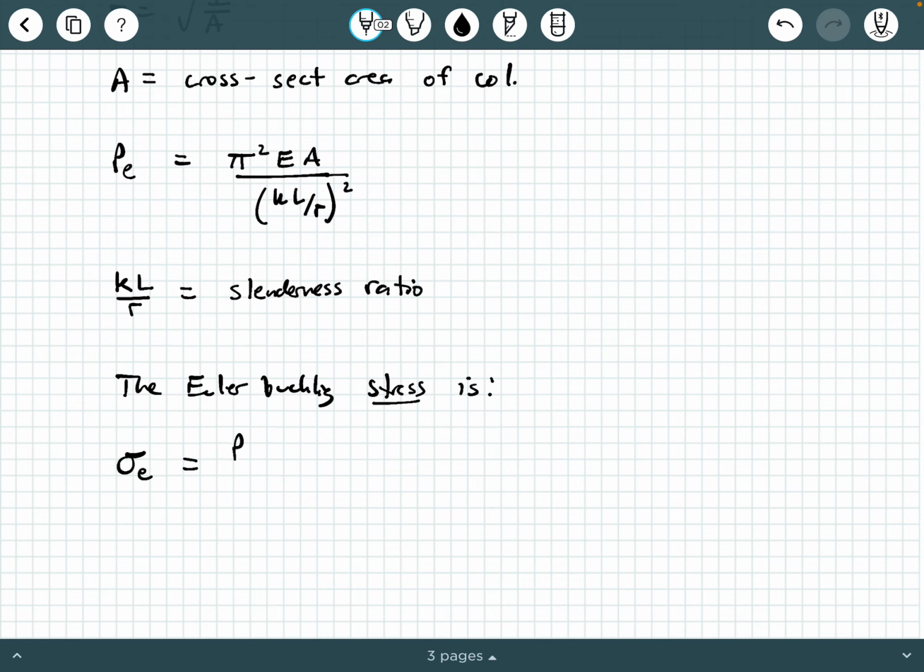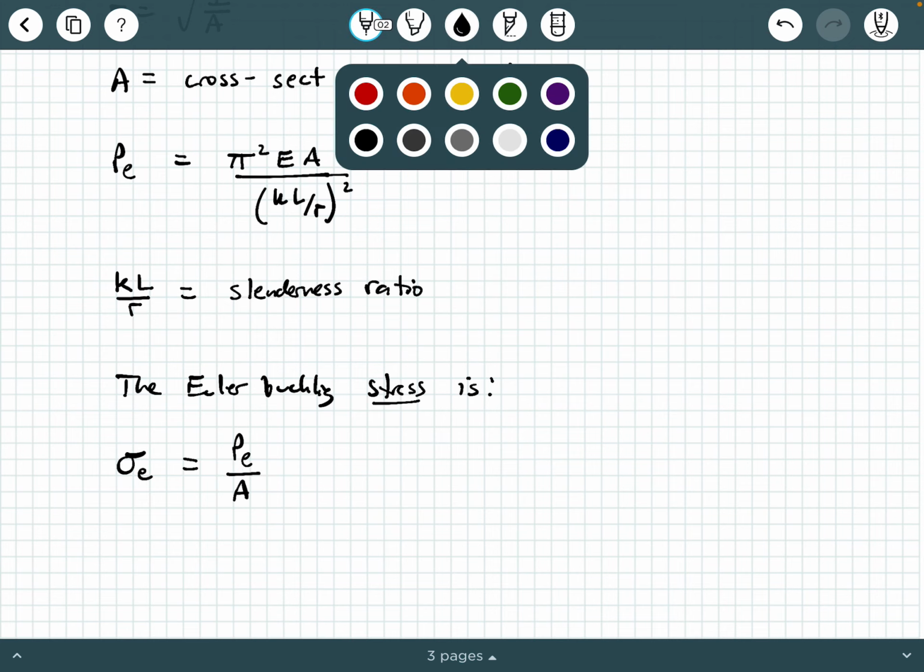All you've got to do is take your value for P_E and divide it by the cross-section area. Same area that we are dealing with here, okay? And you get what's called the Euler buckling stress. So sometimes you might come across an exam question or a quiz question where they ask for the Euler buckling stress. You just calculate the Euler buckling force first, and you divide by the cross-section area, and boom, you've got stress, okay?